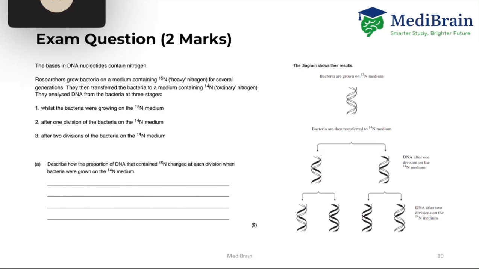They analyzed DNA from the bacteria at three stages. Whilst the bacteria were growing on the 15N medium, after one division of bacteria on the 14N medium, and then after two divisions of bacteria on the 14N medium. The diagram shows the results.